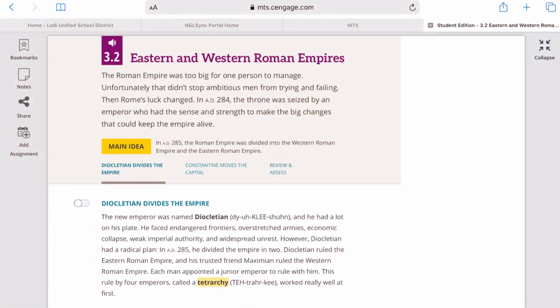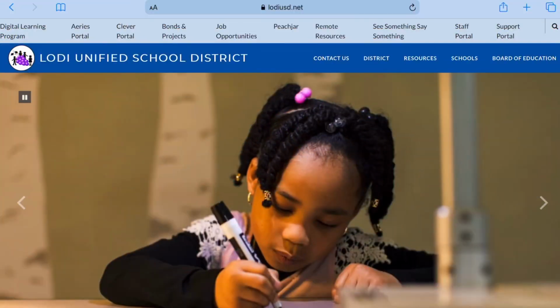Okay, so we are in chapter 1, section 3, lesson 2, Eastern and Western Roman Empires. Now, if you know how to access our book, you can skip this part.